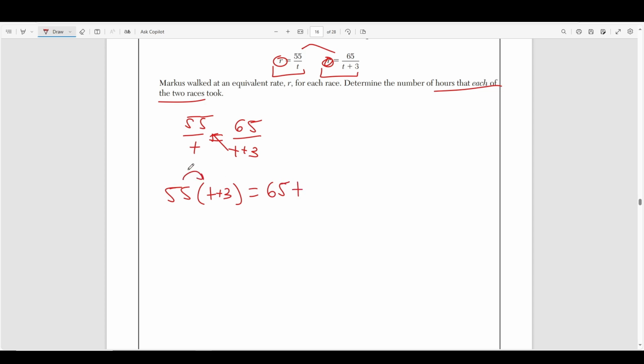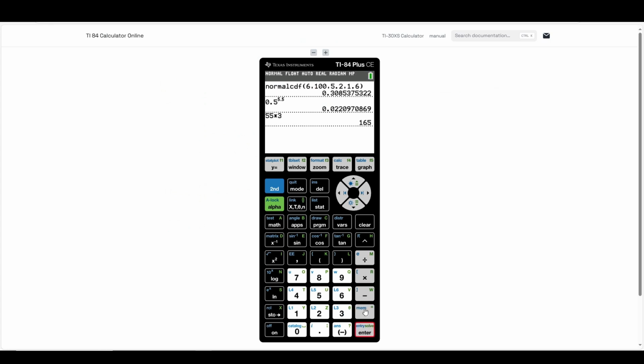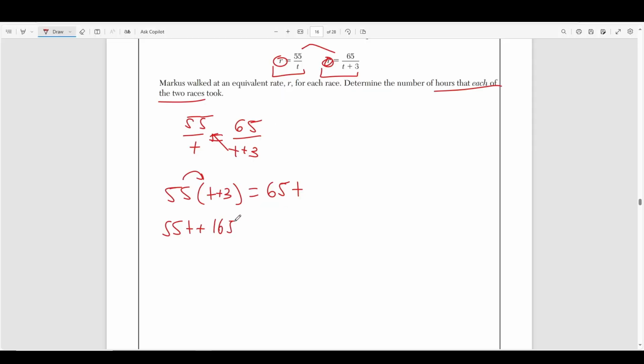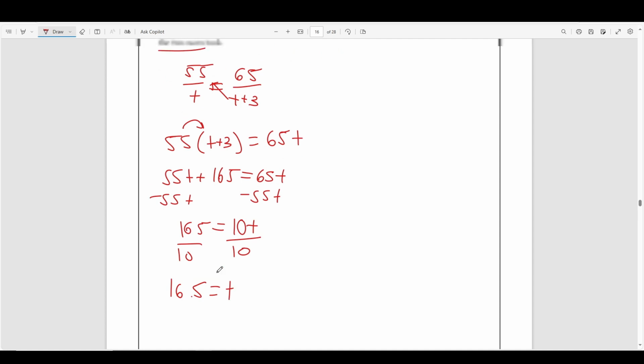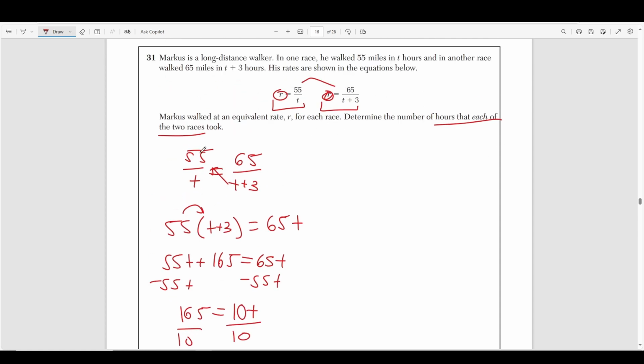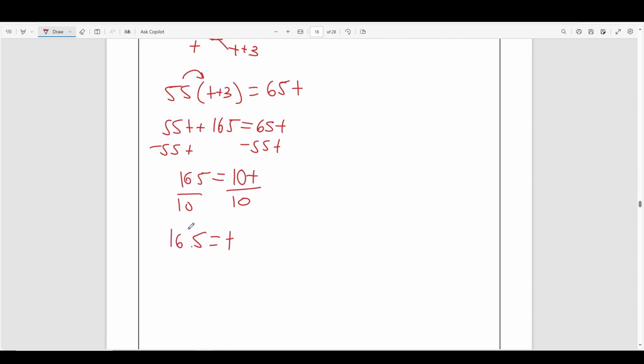Now I need to distribute this 55. So I'm left with 55t plus 55 times 3, which is equal to 165, plus 165 is equal to 65t. Now I subtract 55t from both sides, and I'm left with 165 is equal to 10t. In order for me to get t on its own, I divide both sides by 10, and I get that 16.5 is equal to t. Now, the problem is asking me to determine the number of hours that each of the races took. Okay? So, one of the races took 16.5 hours. That's what t is equal to.